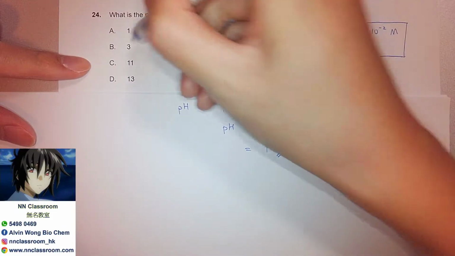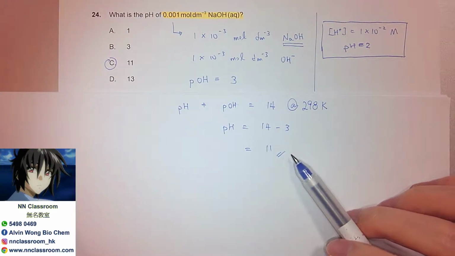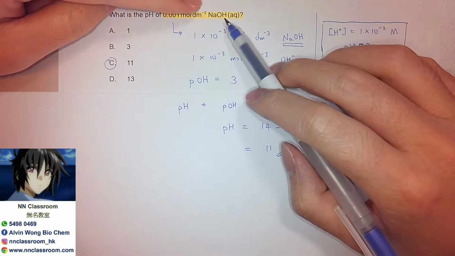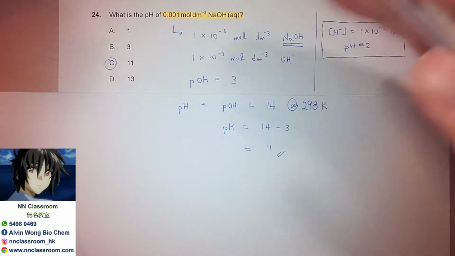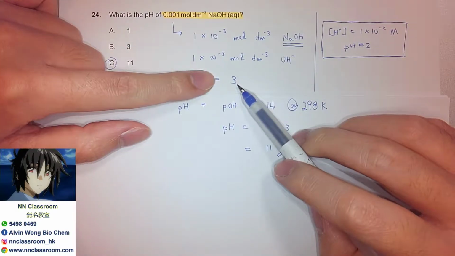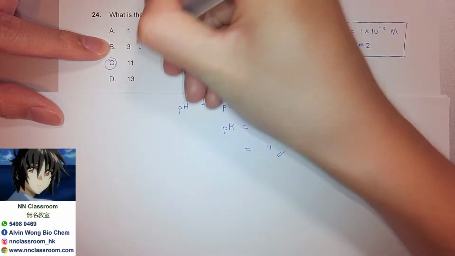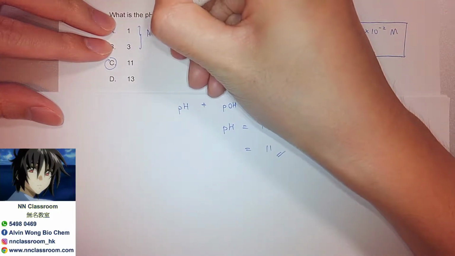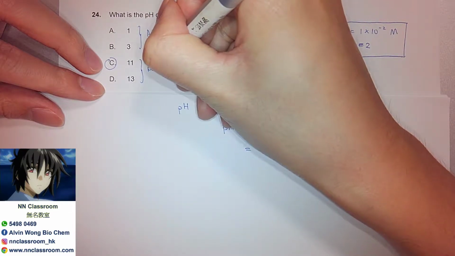So that's why the answer is C. Remember that this is a much more sensible answer, because as we can see, sodium hydroxide is an alkali, and an alkali should have a pH greater than 7. So don't stop here and say the pH is going to be 3. That doesn't make sense, because choices A and B are acidic situations, and only C and D are basic situations.